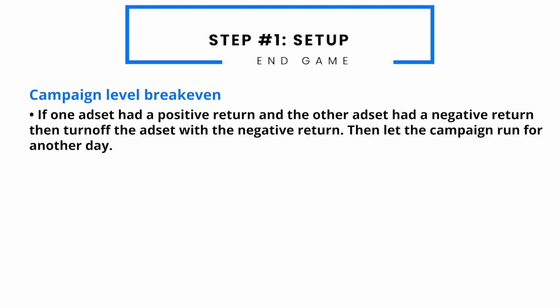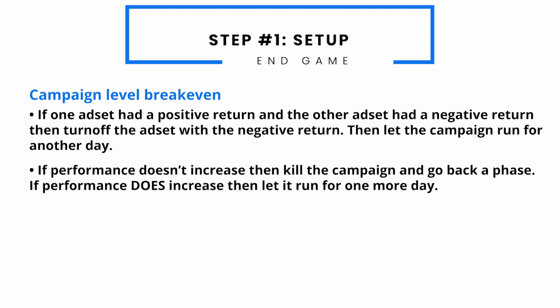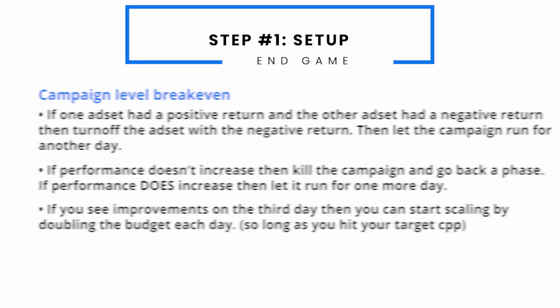Now if one ad set had a positive return and the other ad set had a negative return, then turn off the ad set with a negative return. Then let the campaign run for another day. If performance doesn't increase, then kill the campaign and go back a phase. If performance does increase, then let it run for one more day. If you see improvements on the third day, then you can start scaling by doubling the budget each day so long as it hits your target CPP.